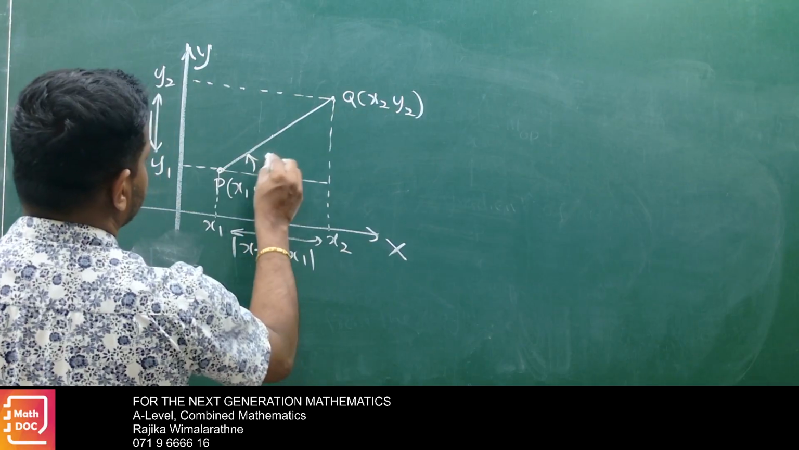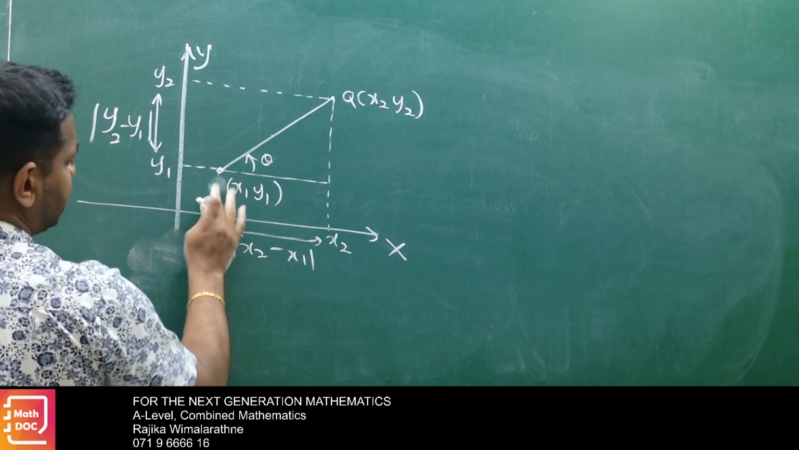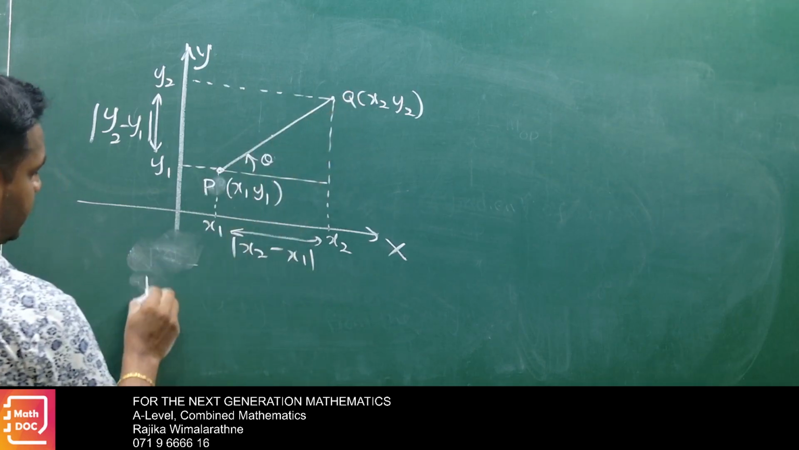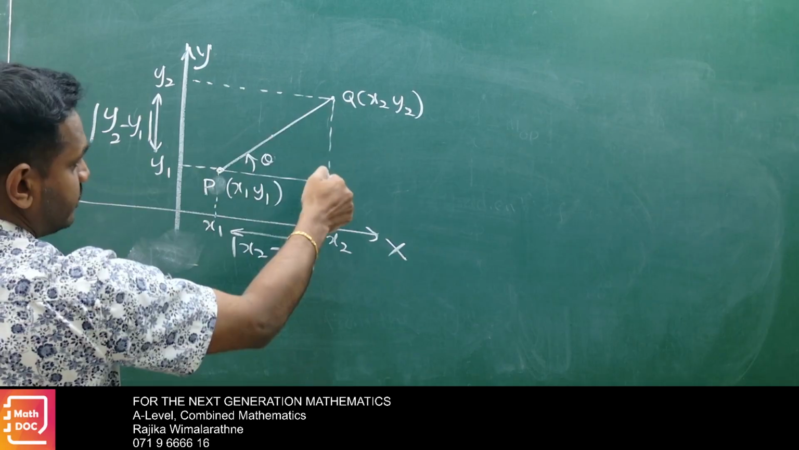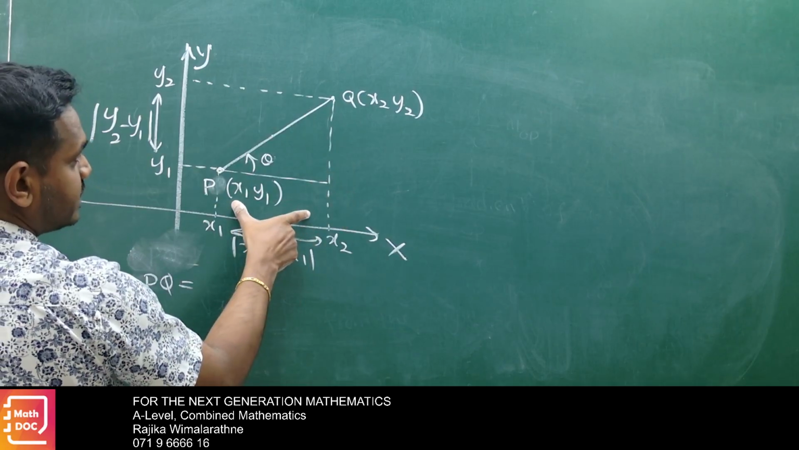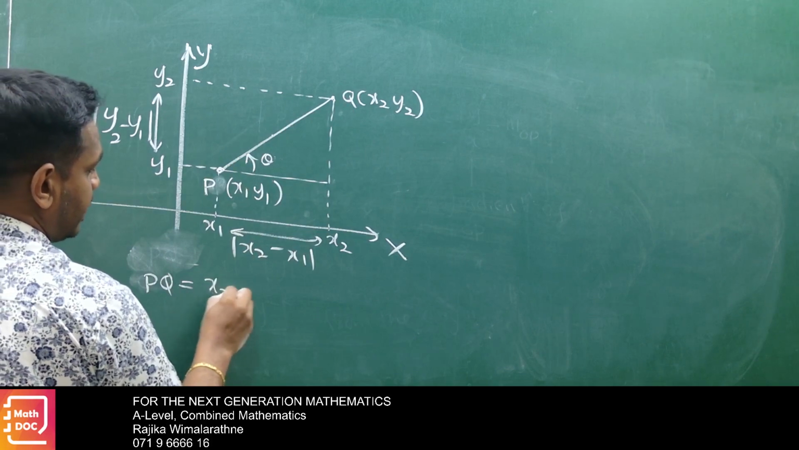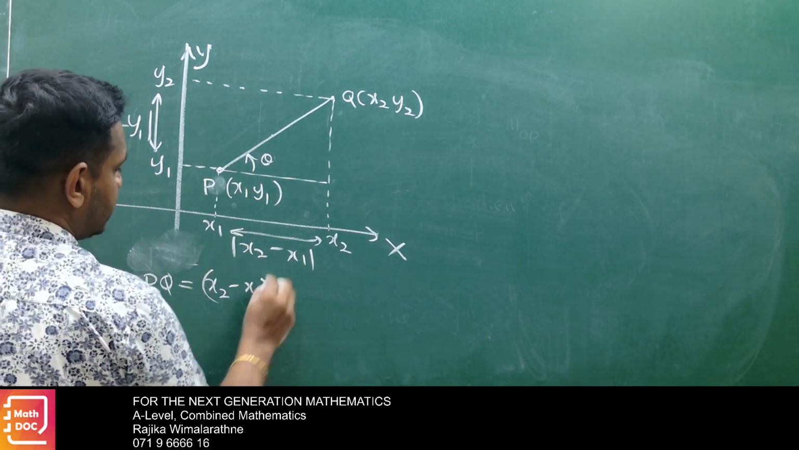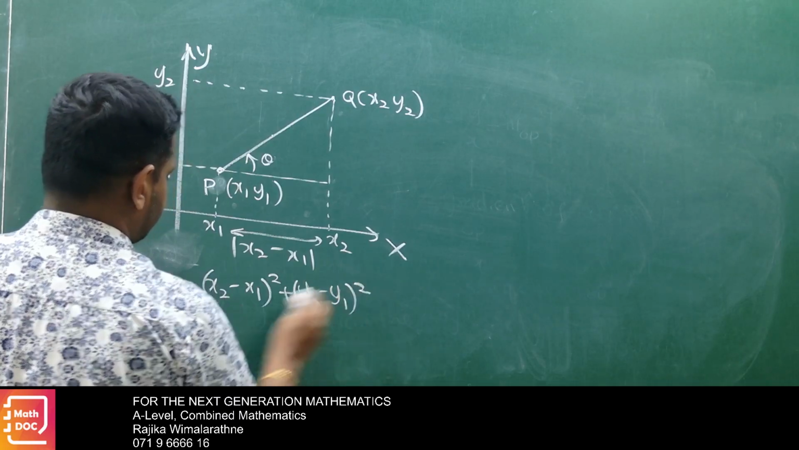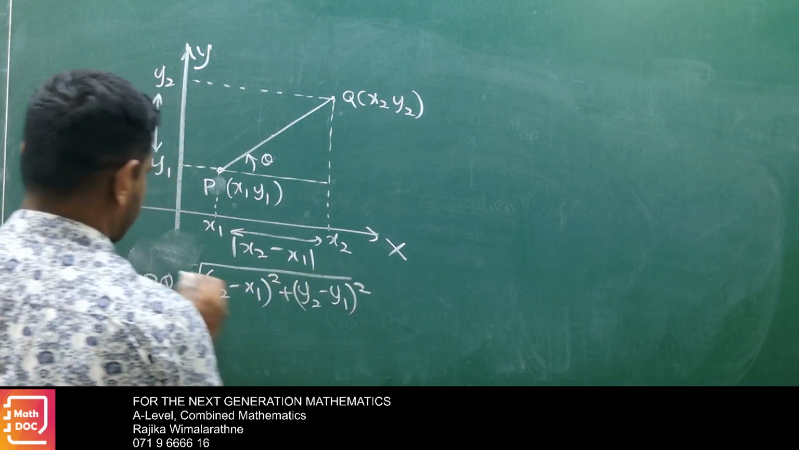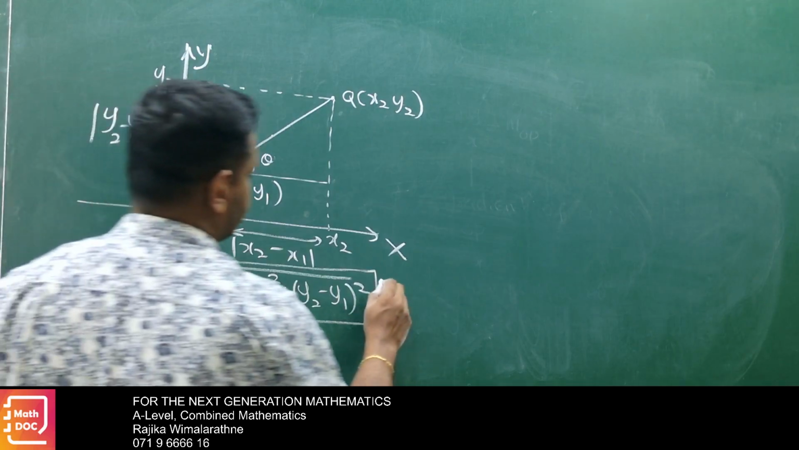Then take this angle theta, which is the inclination again. Then the PQ displacement, the PQ distance. You can get the Pythagorean theorem for this, no? So PQ is the square root of (x2 minus x1) squared plus (y2 minus y1) squared. That is the distance between 2 points.